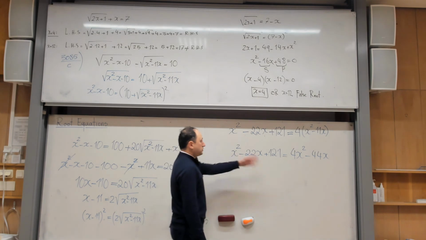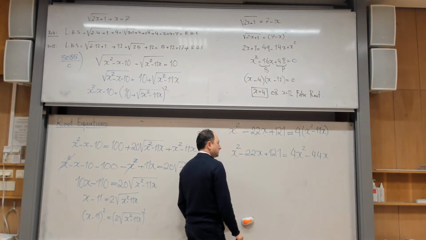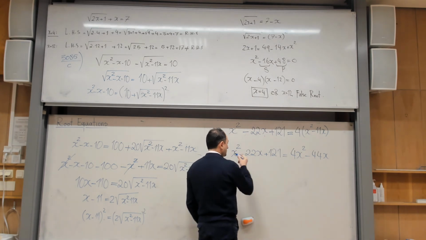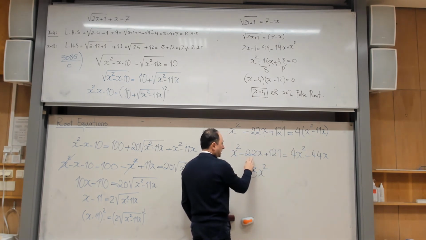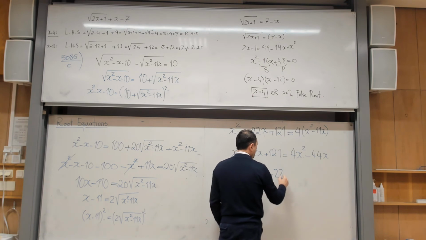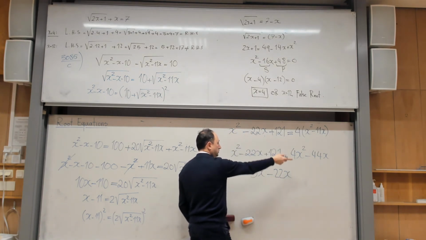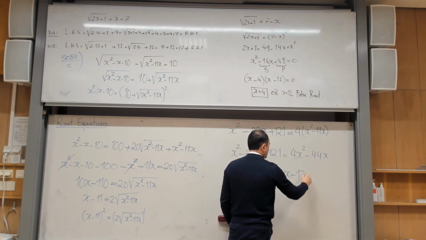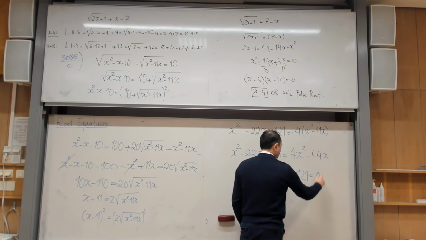I move everything to the right because I told you I want to keep the sign of the x squared positive. So I can do it in my head. If I move it, it becomes 3x squared. I move this, it becomes positive 22. But there is a negative 44, so it becomes again negative 22. And 121 move to the other side, minus 121. Instead of putting 0 here, I put 0 there.